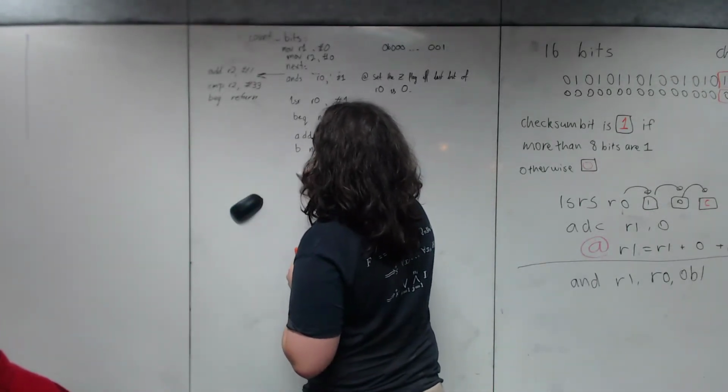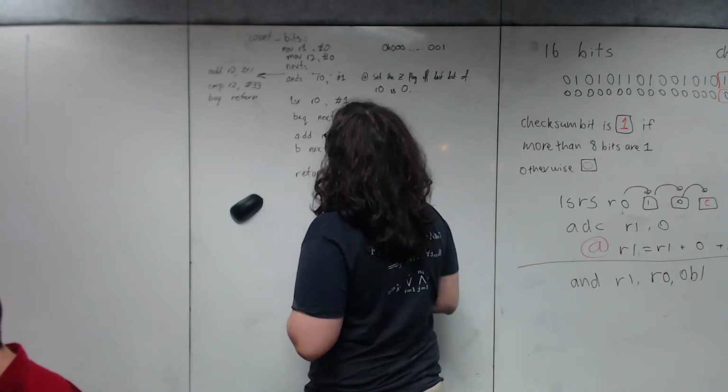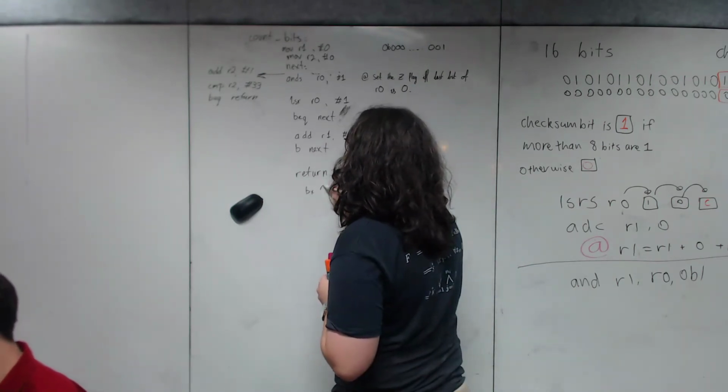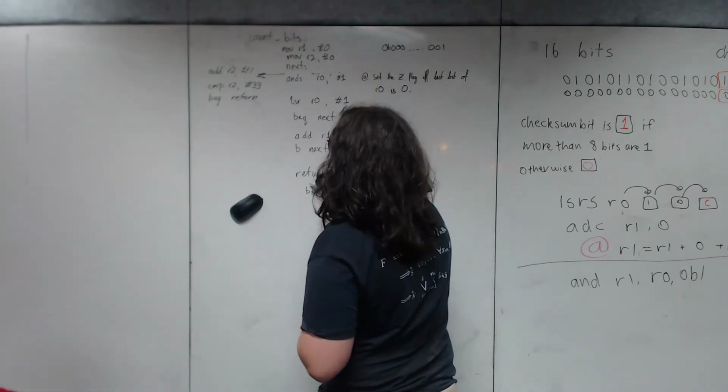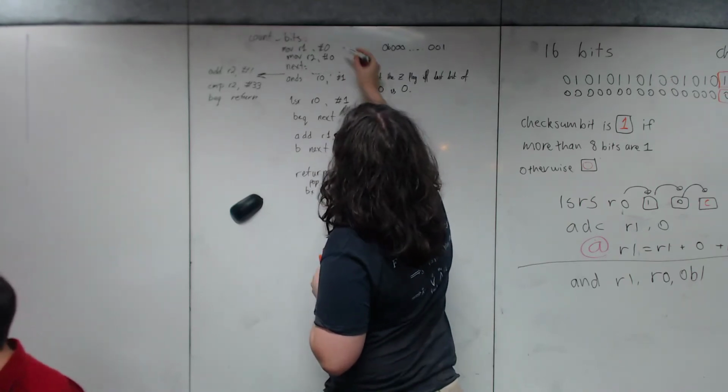And then we'll have a return label, which pretty much just ends the function. We could put BX LR here if we wanted to make it a proper function. At the top, we could go PUSH LR.